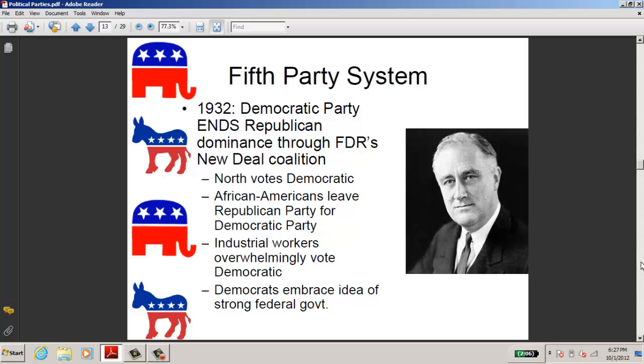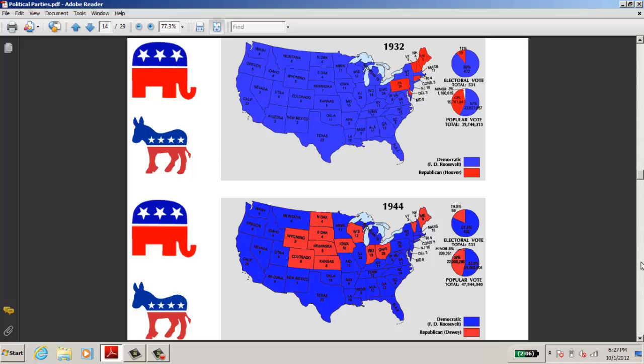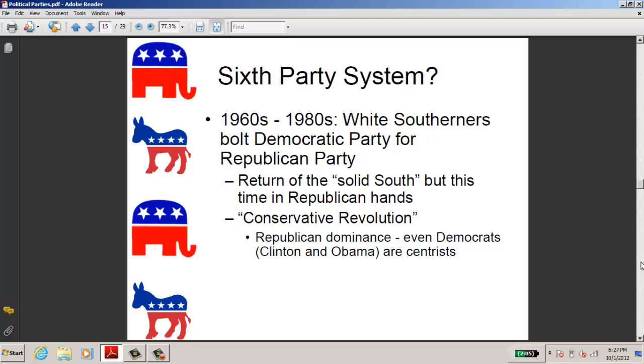And much of the Democratic politics today can be traced back to this fifth party system and Roosevelt's influence on this party. And you can see in this map the sheer dominance that the Democratic Party will have in the decades to come post-1932. And tracing this to today, there are some political scientists that speculate that we are entering a period of the sixth party system. And when this happened, it was during the 60s and 70s.